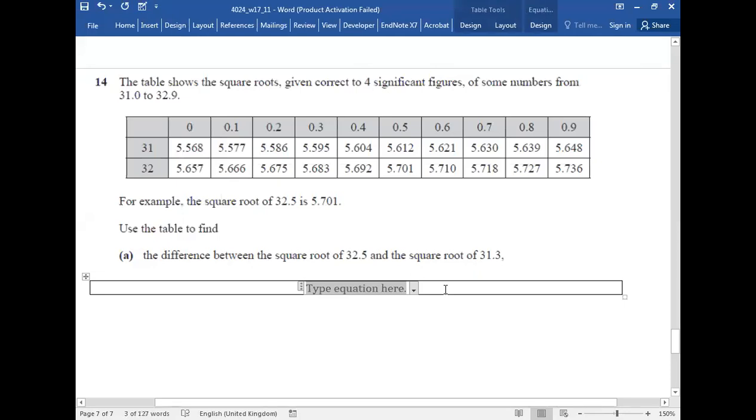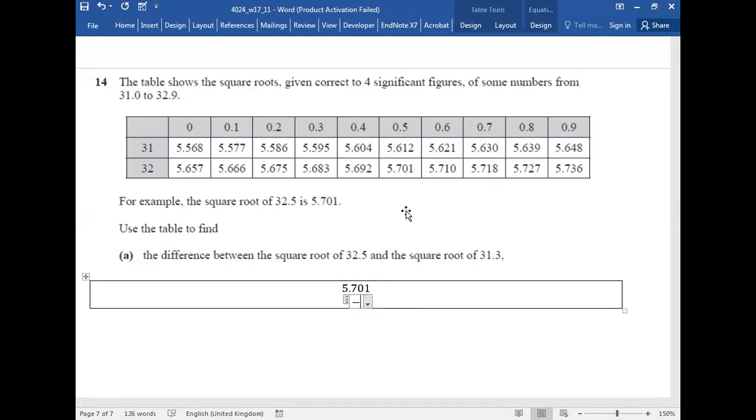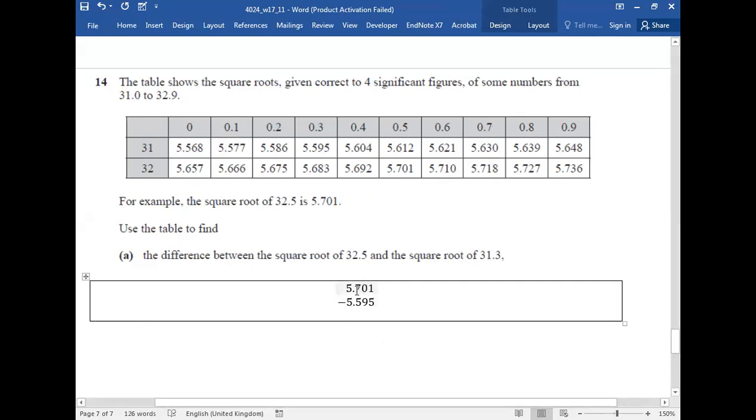What is the square root of 32.5? 5.701. And from this we have to subtract the square root of 31.3, which is 5.59. Make sure you write decimal below decimal and then subtract them. 1 minus 5 is not possible. There is 0 in between, so carry from 7 to 0 first, then carry one more, and tell me the answer that you get. 0. Table clear to everyone.